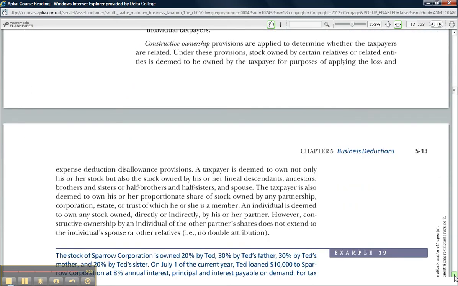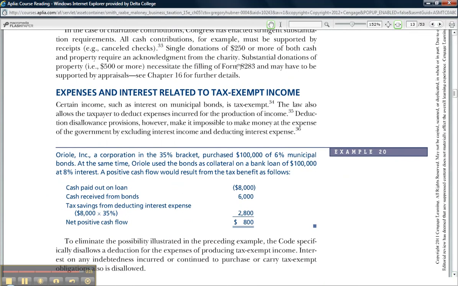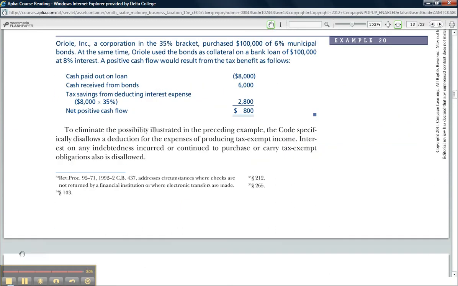Just some reading, and I think expenses related to exempt income are non-deductible as well. That's like if you borrow money to then go buy tax-exempt investments. I'll pick this up in the next video.